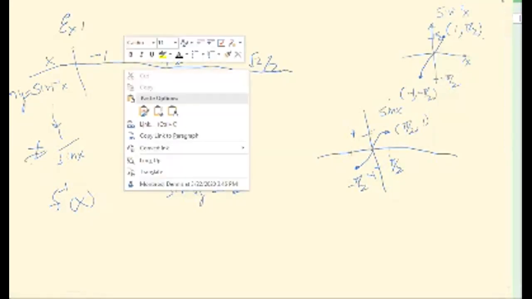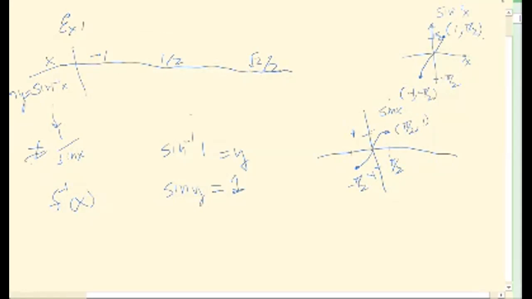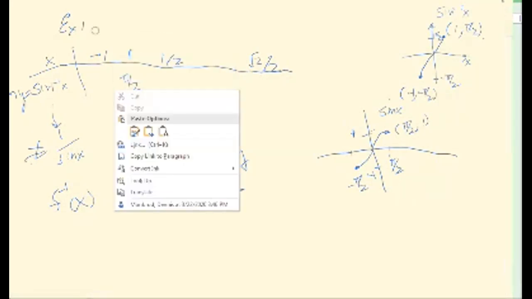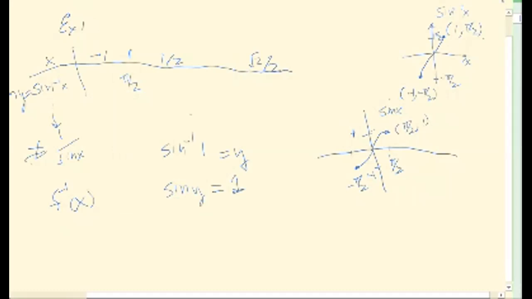Now I know I started this with a -1 here. I'm just going to put a 1 in here to represent this problem that I'm working on. My answer is pi/2, because the sine of pi/2 is 1. We could also do the same thing over here. The sine of what number is -1? Well, the sine of -pi/2 is -1. What angle gives a sine equal to 1/2? Well, the sine of pi over 6. What about root 2 over 2? Well, that would be the sine of pi over 4. So that's all it is.